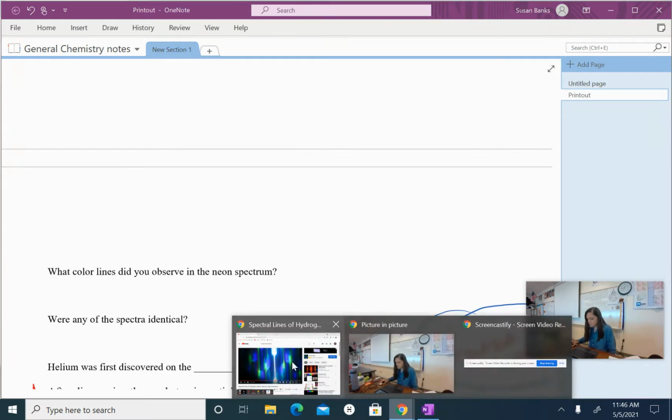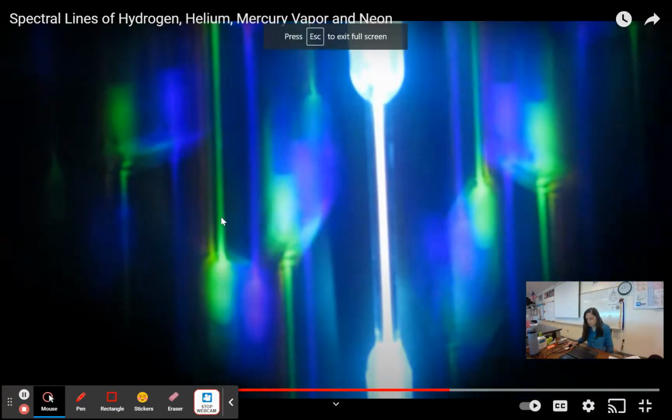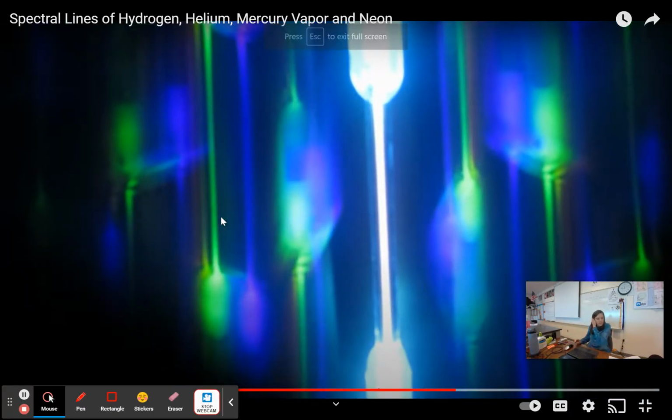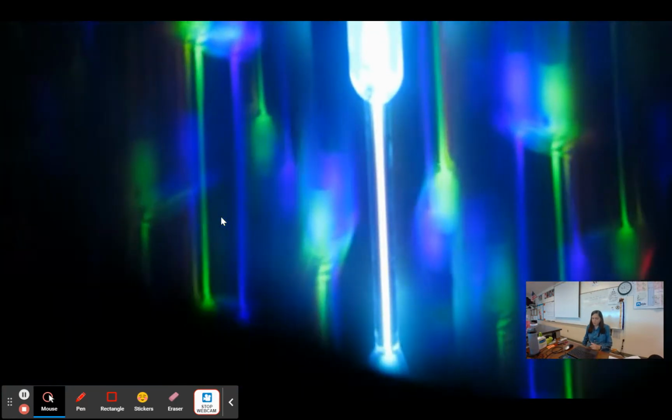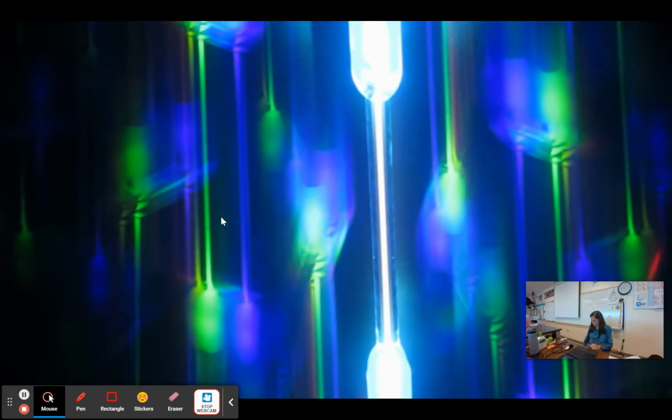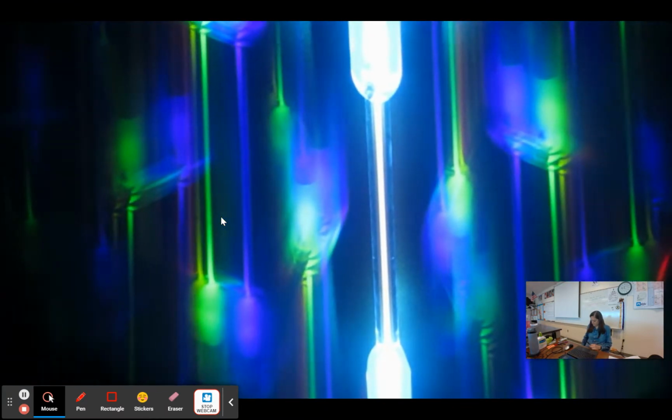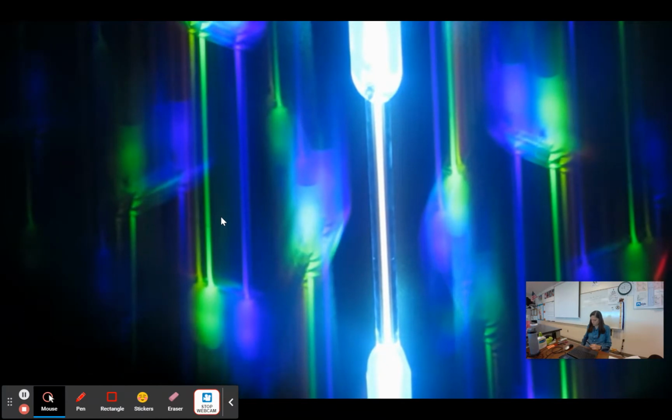Okay. So here we go with neon. So we have a lot of purples. You have that nice sharp green spectrum there, or that green color there that's visible. And all I'm doing is I'm rotating the diffraction gradient so you guys can get a good view of what's happening here. Okay, that's mercury vapor.